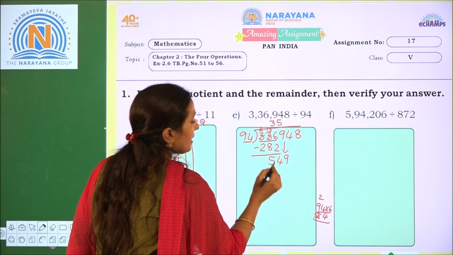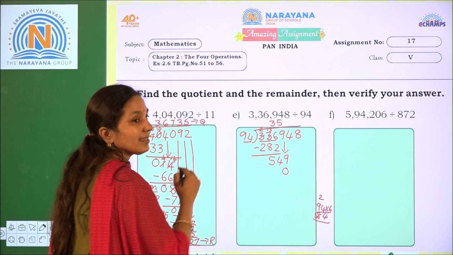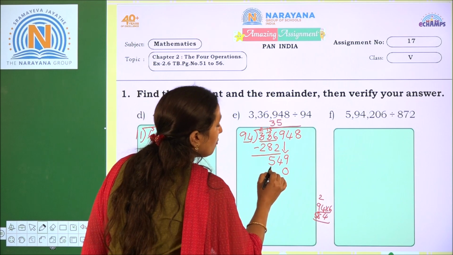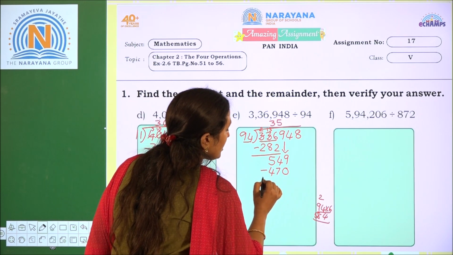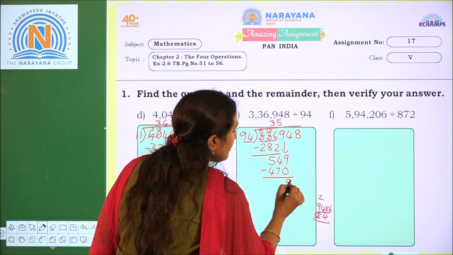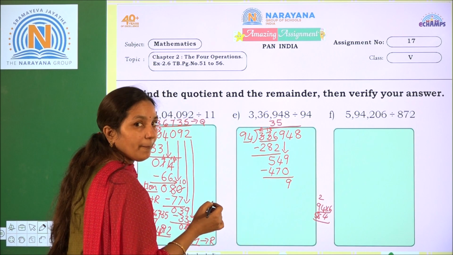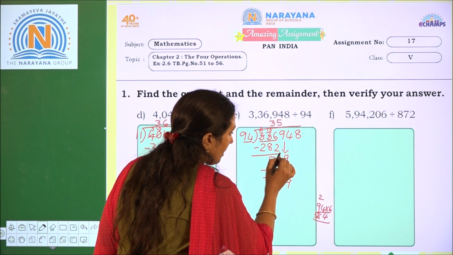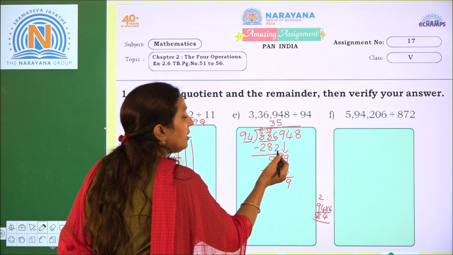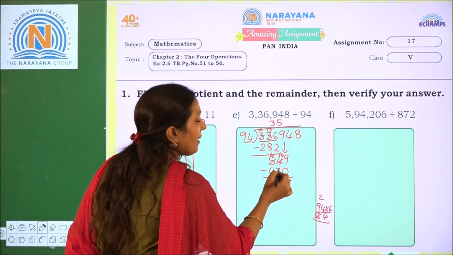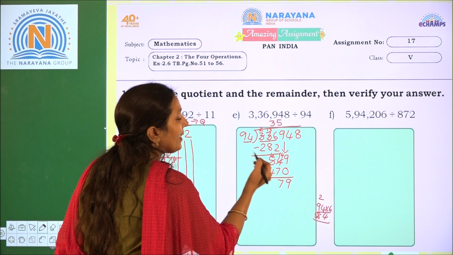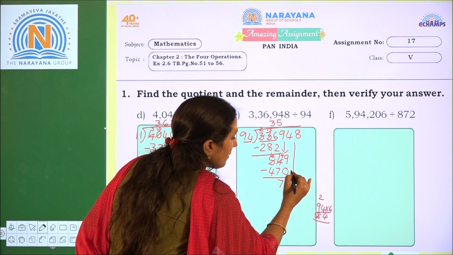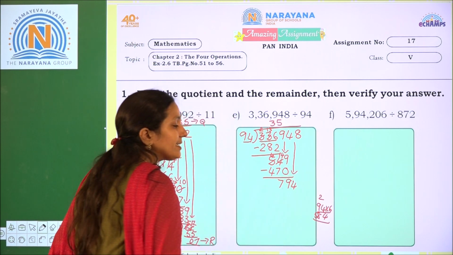Now, 5 fours are 20, 2. 5 nines are how much? 45. 45 plus 2 is 47. Now subtract. 9 minus 0 is 9. 4 minus 7, can we subtract? No. Again we have to regroup it. From here, this 4 will become 14 and this 5 will become 4. 14 minus 7 is 7. 4 minus 4 is 0. Now 79. Now bring down next number 4.